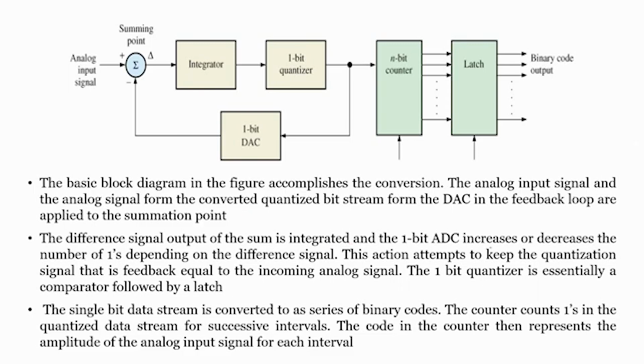The difference signal, the output of the sum, is integrated, and the 1 bit DAC increases or decreases the number of ones depending on the difference signal. This action attempts to keep the quantization signal, that is the feedback, equal to the incoming analog signal. The single bit data stream is converted to a series of binary codes. The counter counts ones in the quantized data stream, and the code in the counter represents the amplitude of the analog signal for each interval.